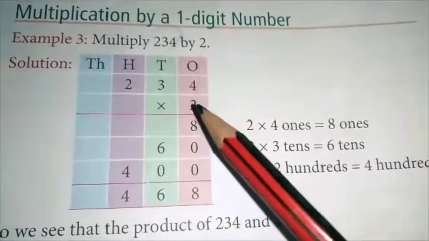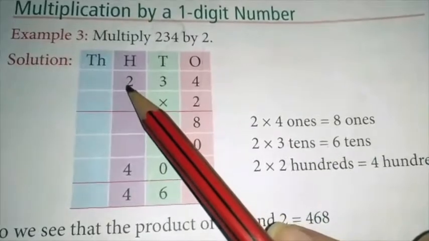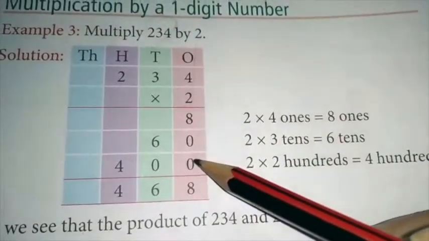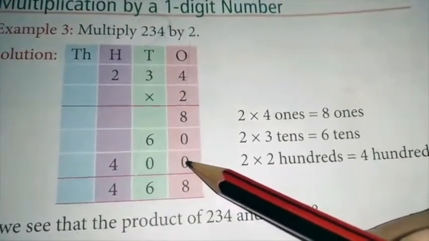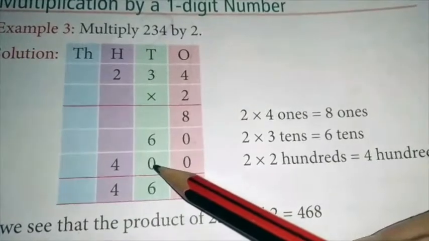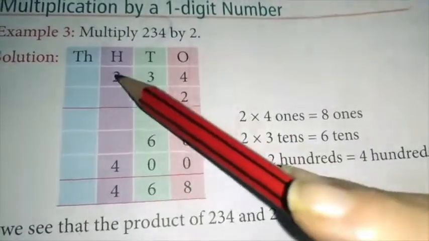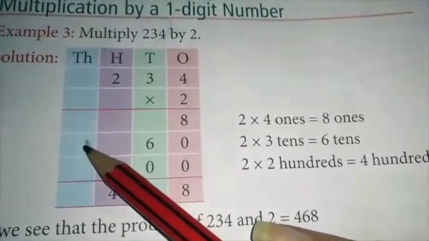Now, the third step is you have to multiply 2 with this 2 that is in the hundred place. You do not multiply in the ones place, so you write 0. In the tens place you do not multiply, so you write 0. And because you are multiplying in the hundred place, 2 into 2 is 4, so you write 4.